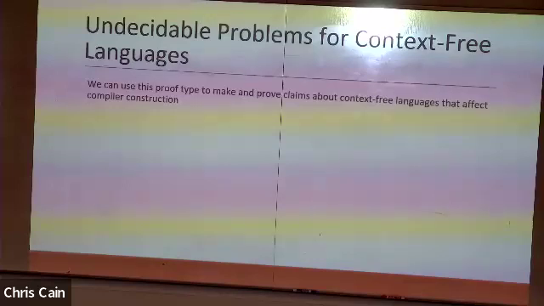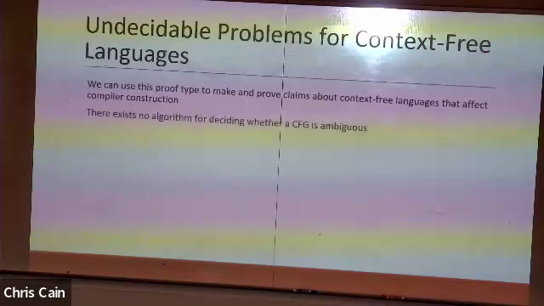And context-free languages are the main syntax of compilers. They're the syntax checkers of compilers. So we can determine what is possible and not possible for a compiler to do based off of reductions to and from the post correspondence problem.